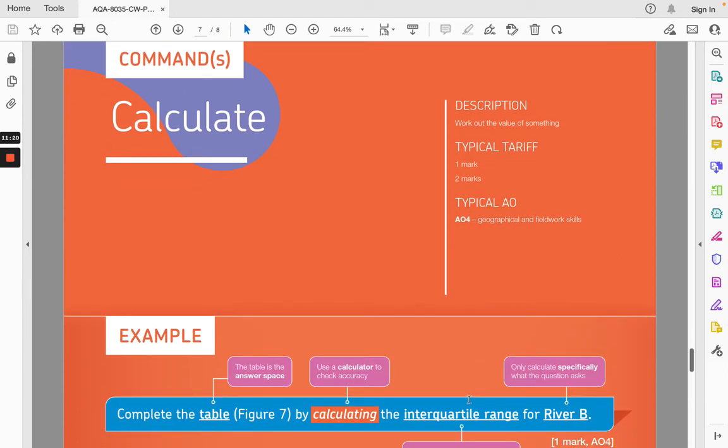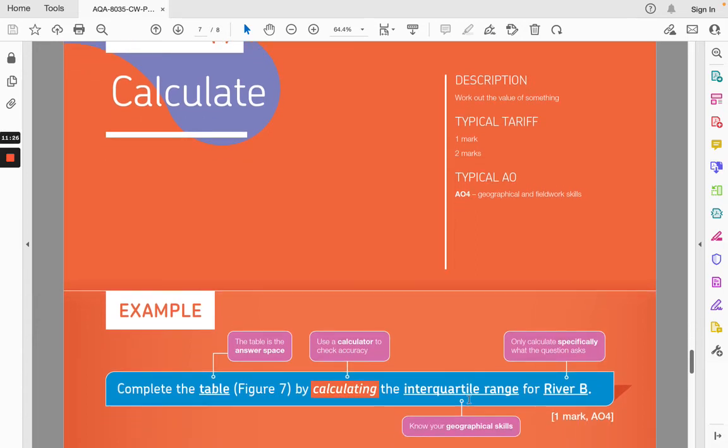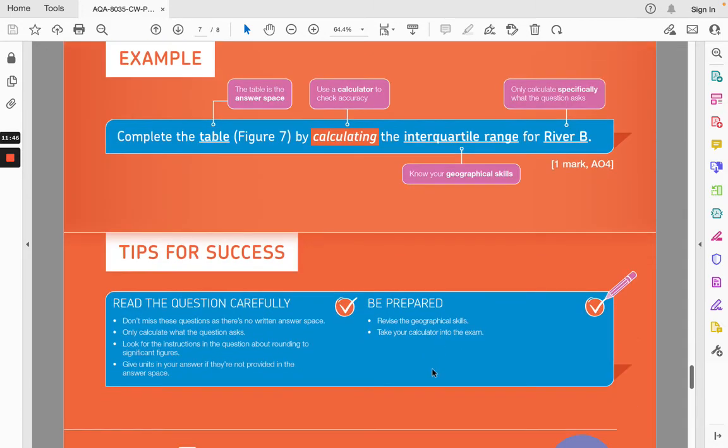Calculate. You will get a calculator in your exam, so just bear that in mind. Be confident in the basic use of numeracy, so mean, median, mode, range, and interquartile. So, to be honest, that'll be all the averaging you probably need to be aware of. You may also need to do percentage increase and decrease, so just be confident in the use of your calculator for that. Often there isn't any written answer space for them, so don't miss them, okay? Give the units, be safe. It says take your calculator to your exam, but if you ask for one, you'll get one.